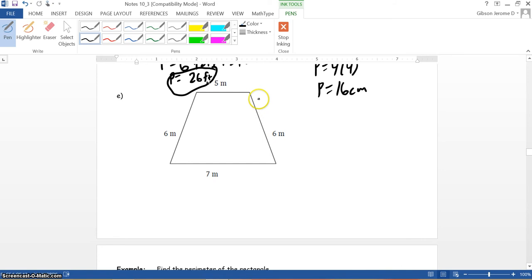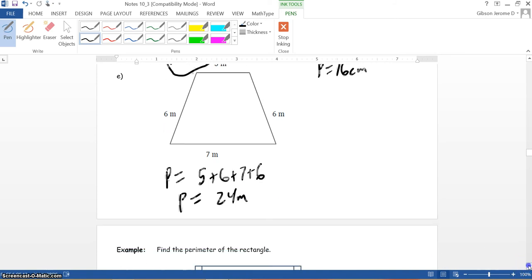Okay, now we come here to this trapezoid here. We could just add up all the sides. All the sides are given. So we have 5 plus 6 plus 7 plus 6. So our perimeter is, let me see, 5 plus 6 is 11, plus 7 is 18, plus 6 is 24. So it'll be 24 meters.